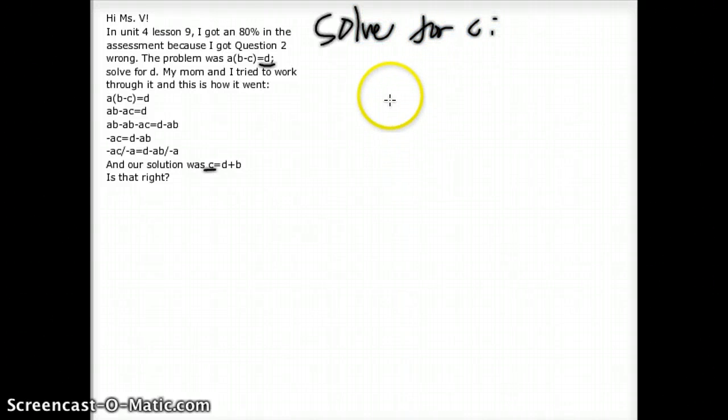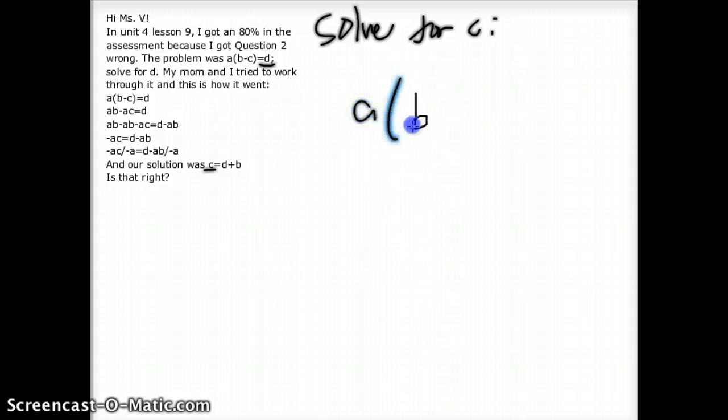Should this have said solve for C instead? Since we've already solved for D and you actually solved for C here. So I'm assuming that was just a typo and you have to solve for C. Okay? My mom and I tried to work through it and this is how it went. So let's work through it right now and see if we get the same thing.